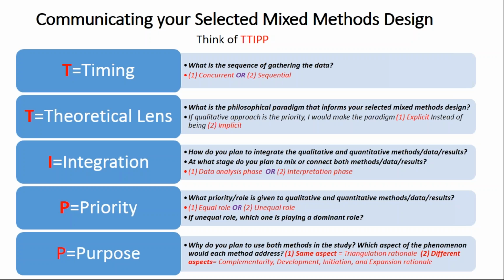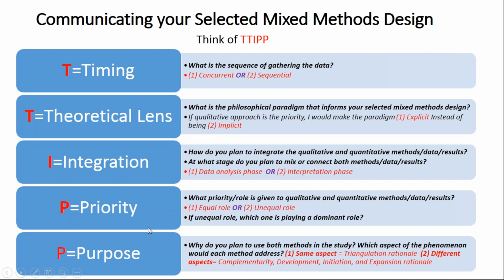Integration is more of how are you going to combine the two methodologies or two data that you are collecting? Where are you going to mix, right? How do you plan to integrate the qualitative and quantitative method data or results? At what stage do you plan to mix or connect both methods, data or results, right? So you can either mix them based on the approach that you have chosen. You can mix them during the data analysis stage or data interpretation, the findings interpretation phase.